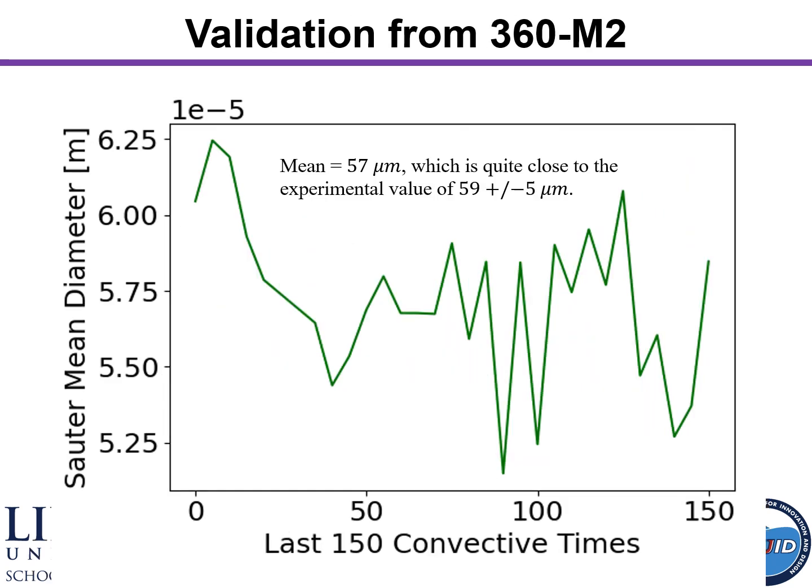So what we've all been waiting for is validation. Let's look at our 360-degree model with our M2 mesh. We're looking here at Sauter mean diameter on a fairly tight ordinate from 52.5 to 62.5 microns versus time, and I'm just sampling at random spots throughout the model as it proceeds. The mean of this plot is 57 microns, which is very close to the experimental value that Dr. Zhang got at Baylor of 59 plus or minus 5 microns. So we were very happy with this.